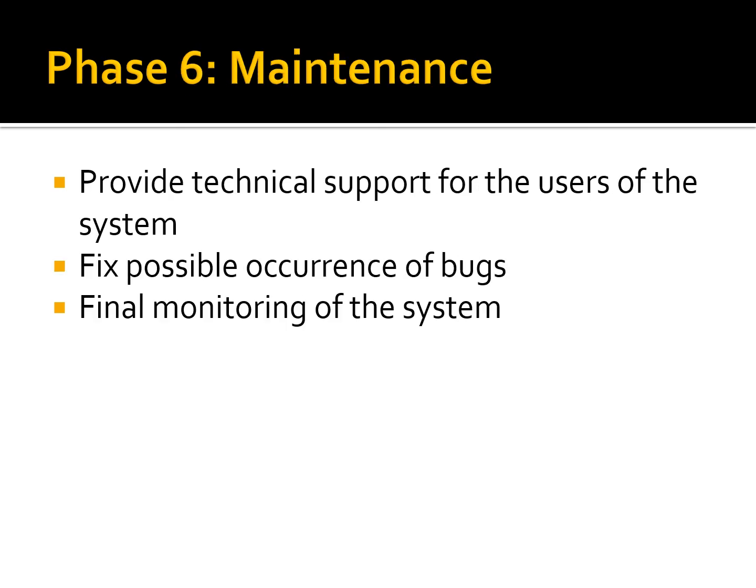Phase 6 is maintenance. After the project has been deployed, phase 6 is very important because it provides technical support for the users of the system. Sometimes when the system has been deployed, users may experience the occurrence of bugs. So it is where the fixing of these bugs is done, and the final monitoring of the system is also done in this phase.